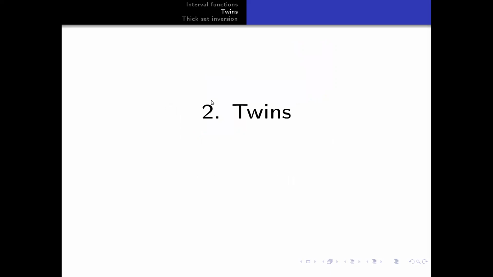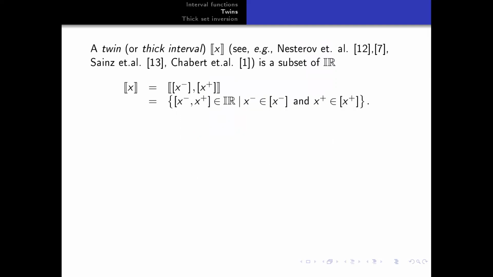Now, once I have introduced interval function, thick and thin, what is a twin? So a twin, or I sometimes call it a thick interval, because to me it's not exactly the same, maybe due to the representation, but also due to the arithmetic we use. So I think in the literature we have many people such as Nesterov, Sainz, Gardenius, Krenovich, and so on, who have worked with some kind of twin.